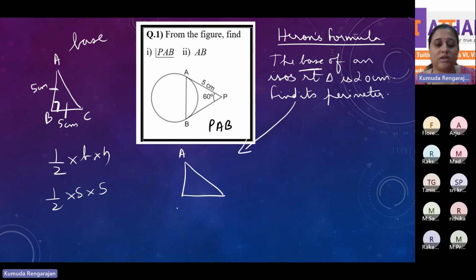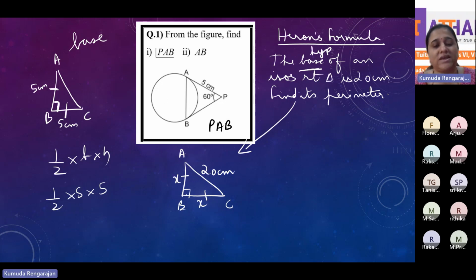You can call the triangle ABC, right angle at B. The base is 20 centimeters, which means AC is 20 centimeters. The hypotenuse is the base in an isosceles right triangle. So you'll have to call this one X and X, because it's isosceles, so the legs are equal. The hypotenuse cannot be equal to any side. The hypotenuse is the longest side in the right triangle, so that cannot be equal to any of the other sides.